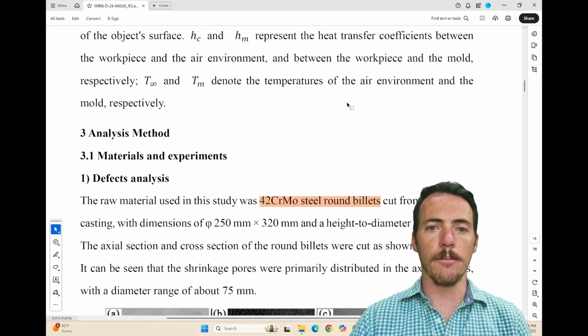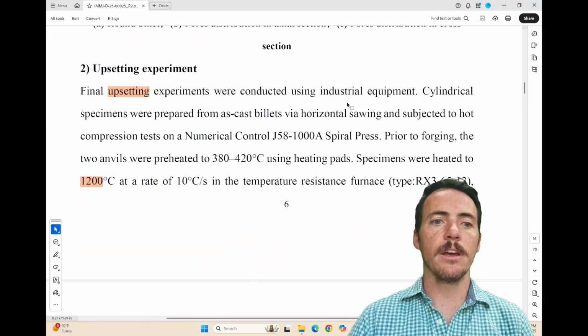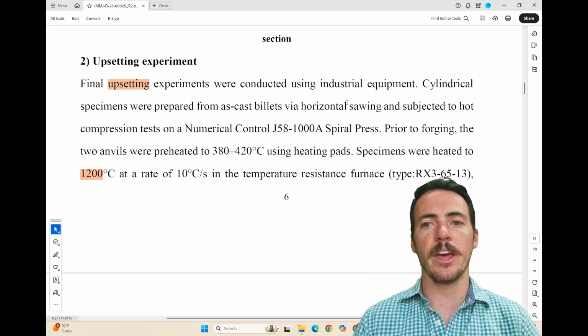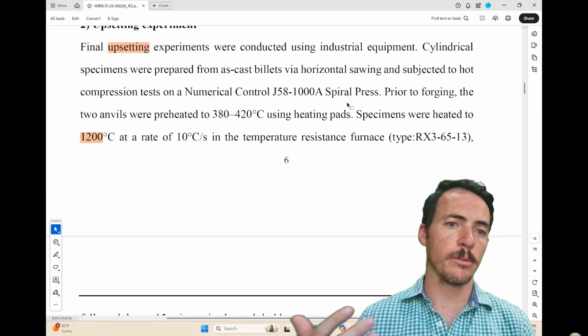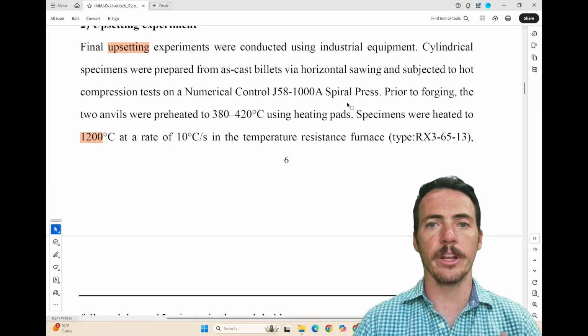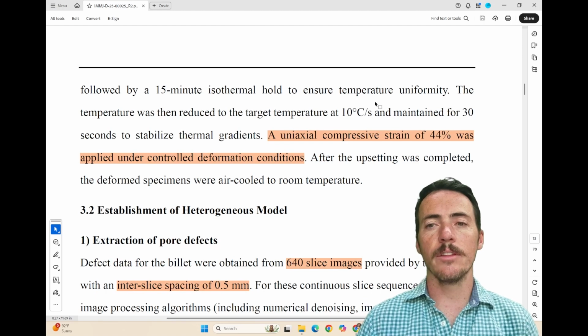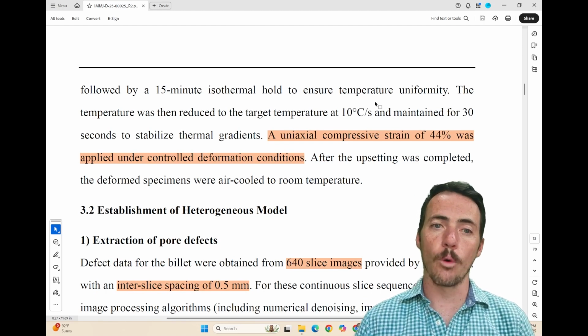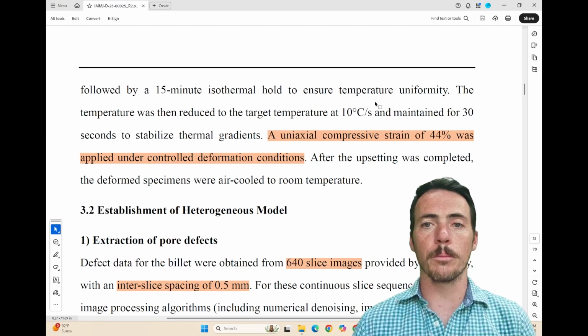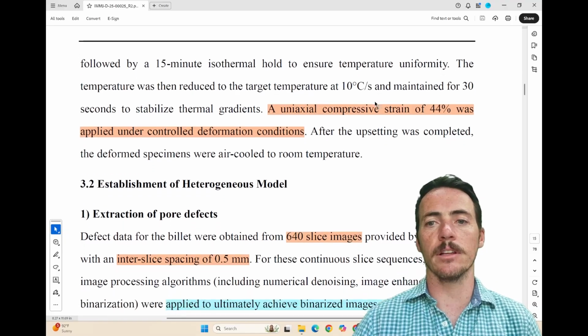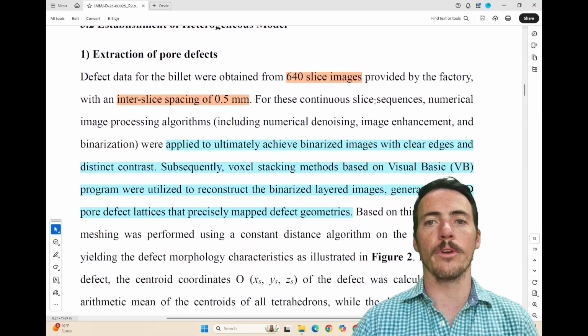These are 42 chromoly steel billets. The upsetting or the forging that happens afterwards is happening at a high temperature. You're up at 1200 C. It talks about how they're getting it up there. It's under uniaxial compression. They achieve a strain of about 44%. Well, up to 44%. They do different rates. And then they're going to take a look at what the microstructure is doing before and after.